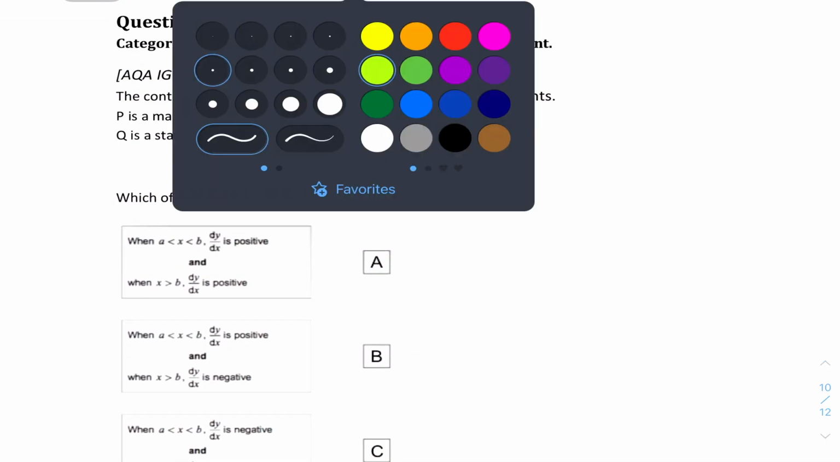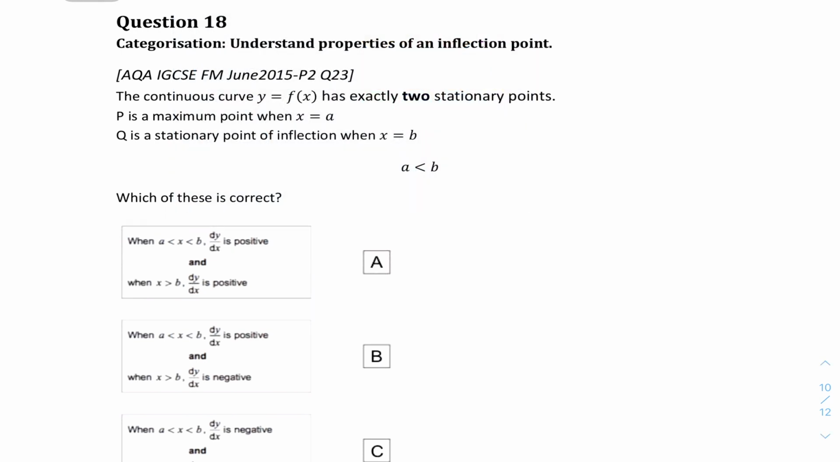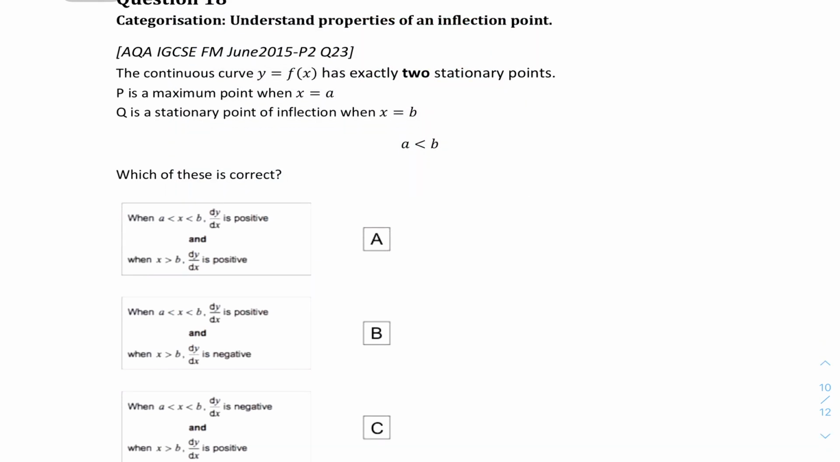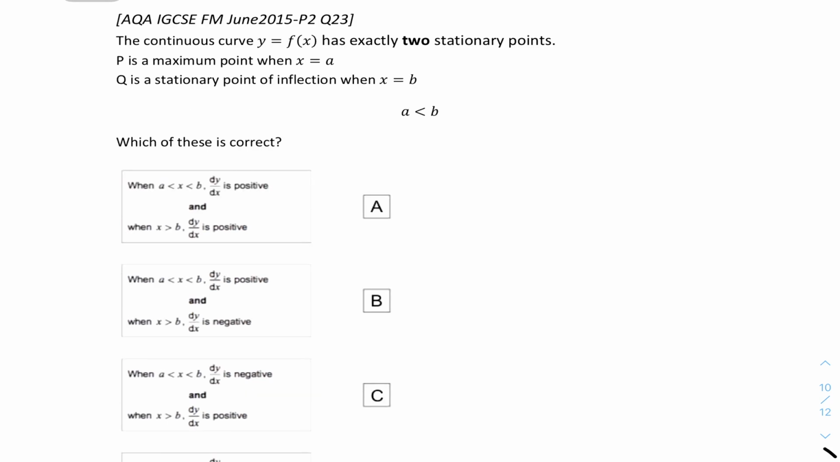In question 18, which of these is correct? So we have p is a maximum point when x equals a, and q is a stationary point when x equals b. So we know that these two points are on y equals f of x, and a is smaller than b, and a is a maximum point.